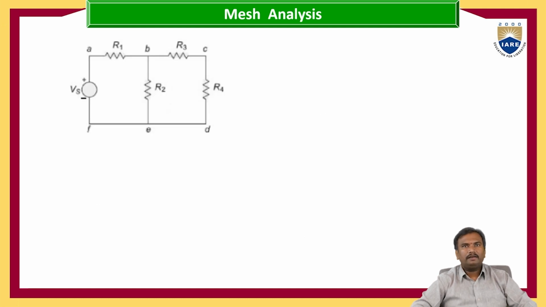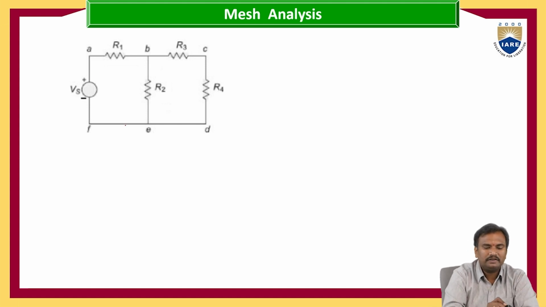Now let us take an example to see the complete procedure we are going to follow. Let us discuss a basic example circuit. This is the circuit which we have, and it forms two loops. One loop is with Vs, R1, R2, and another loop is with R2, R3, R4. So here we have two loops.